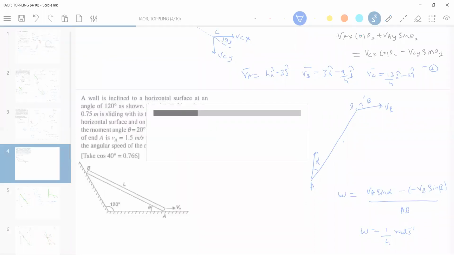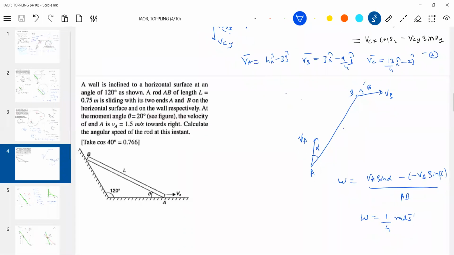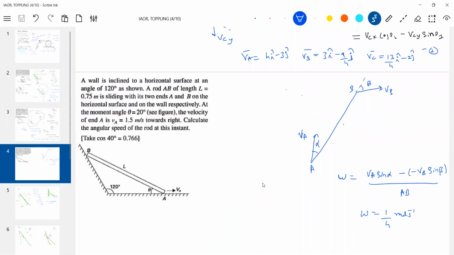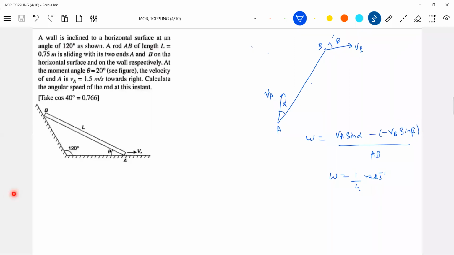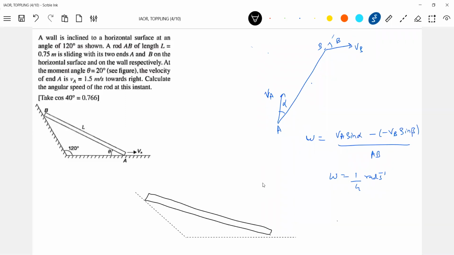So where the instantaneous center for this will be, I think the diagram which is being displayed. This is a rod. The velocity of descent is VA, that he has given. So now he's asking to calculate the angular velocity. What is the simplest idea? Calculate the angular speed of the rod at this instant.